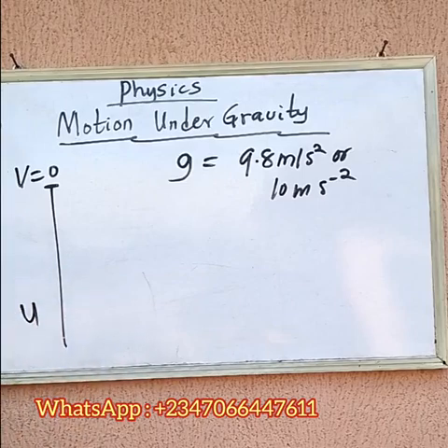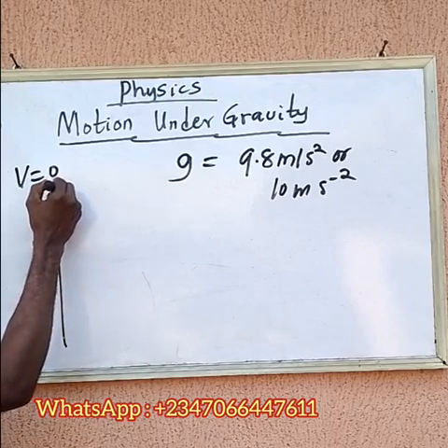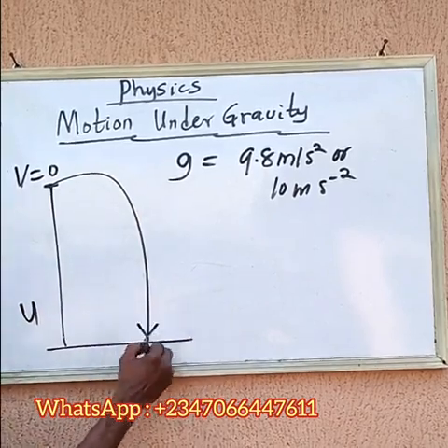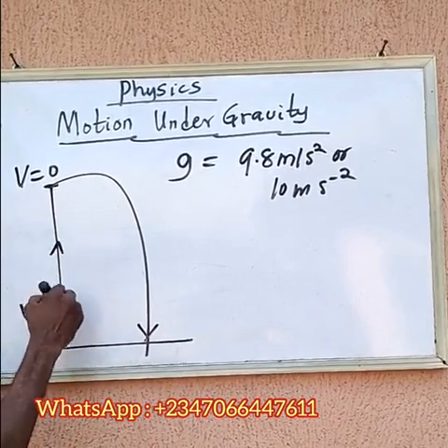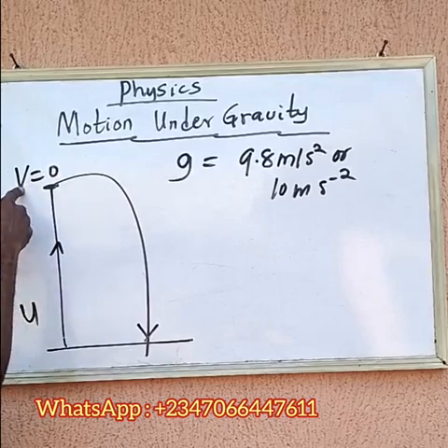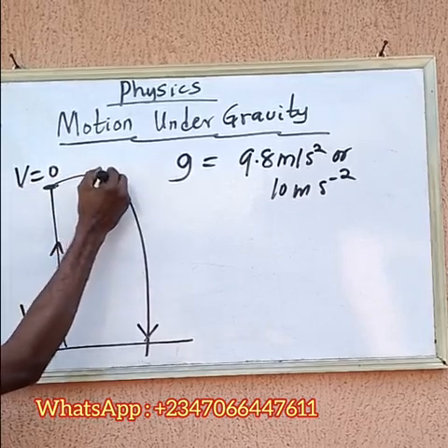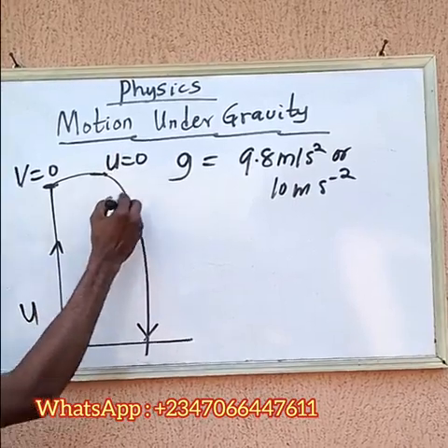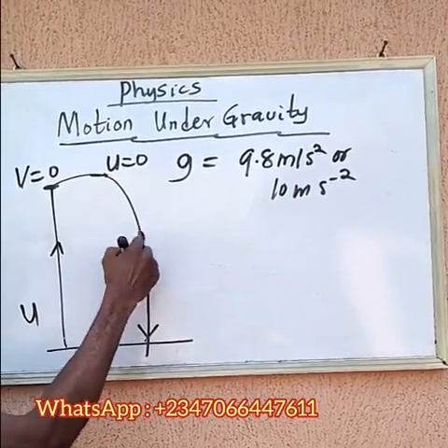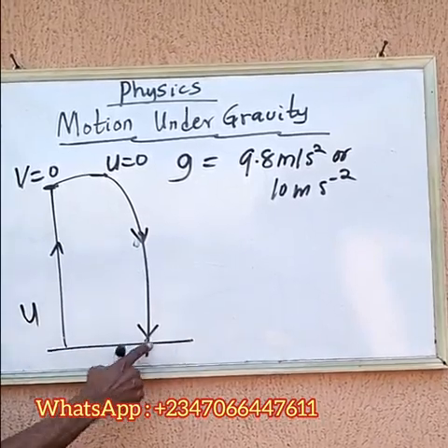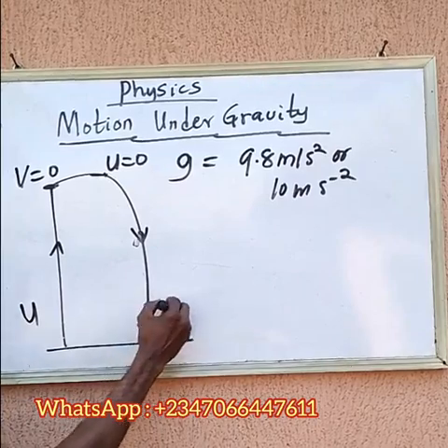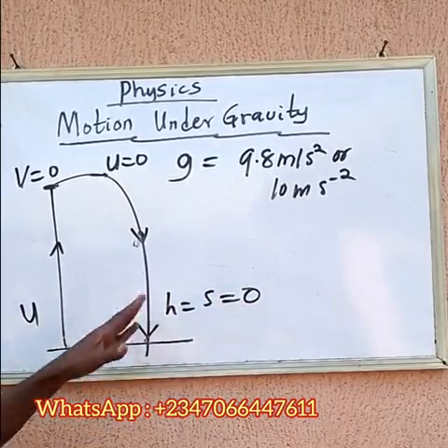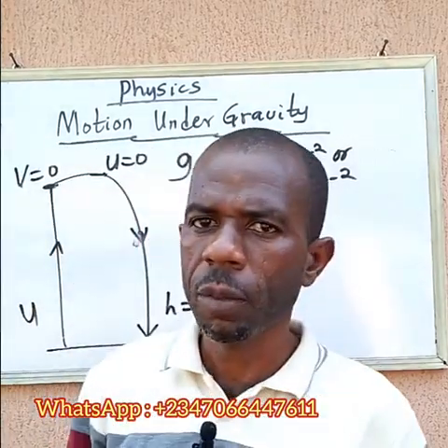Now, the second scenario is if an object is dropped from a height. This is the ground level. An object is projected from here, going this way, and at this point the final velocity becomes 0. Now, at this point the object is at rest on the height, and it is dropped. So the initial velocity here is 0, and as it comes down, at the point of hitting the ground, the height s equals 0. So these are the things you need to know about motion under gravity.